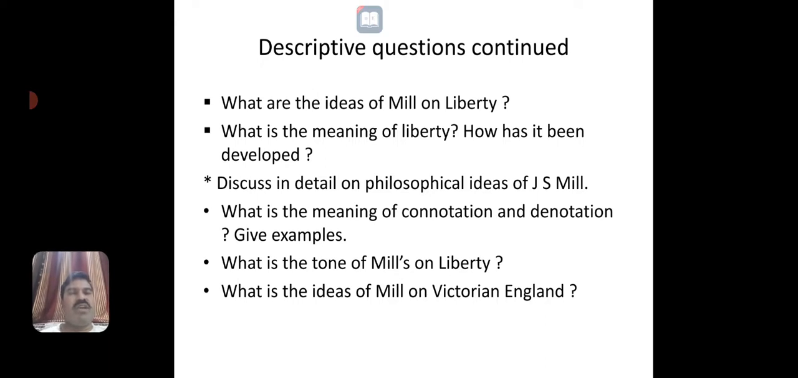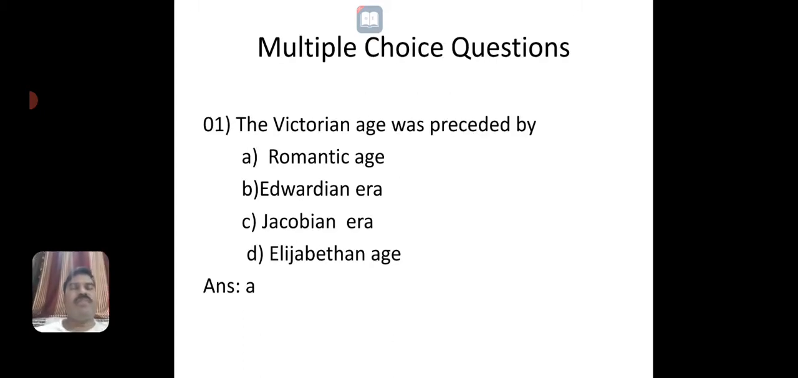Next one. Discuss in detail the philosophical ideas of J.S. Mill. Next question. What is the meaning of connotation and denotation? Give examples. Next question is what is the tone of Mill's On Liberty? Another question is what are the ideas of Mill on Victorian England?